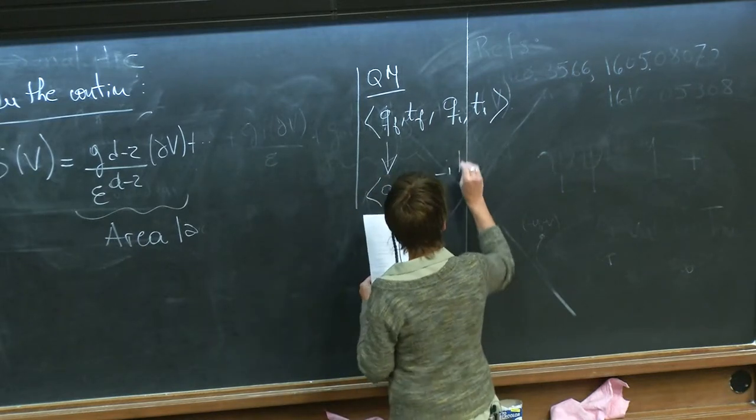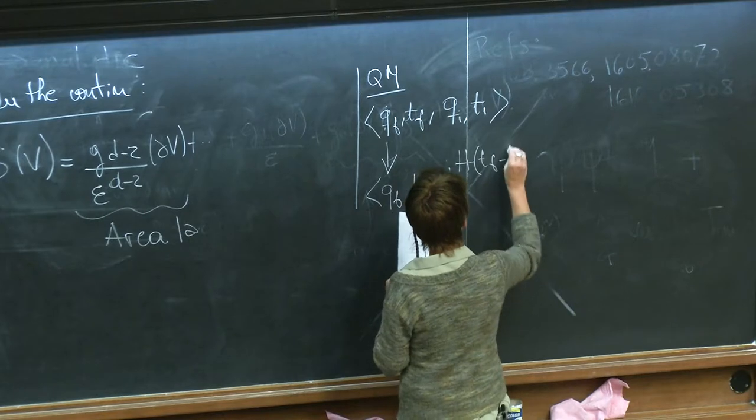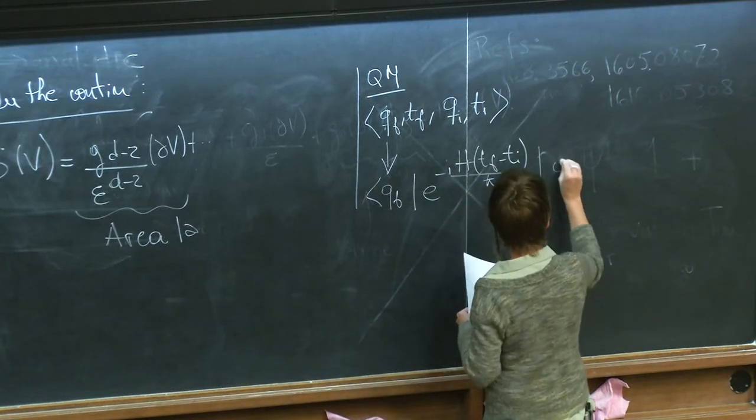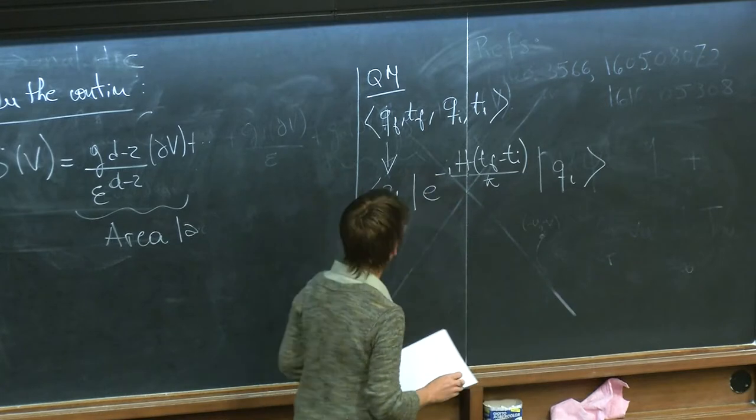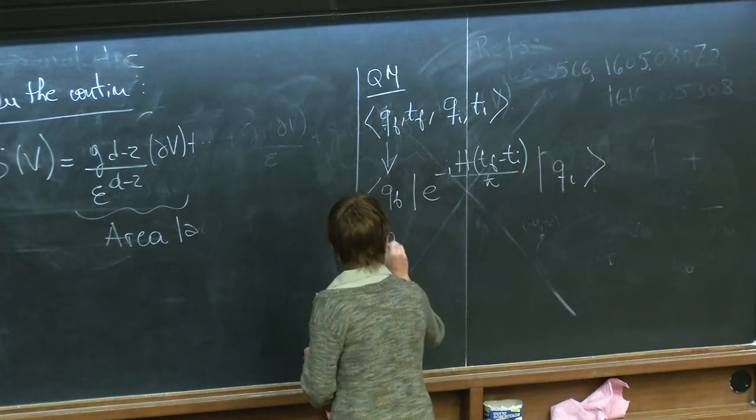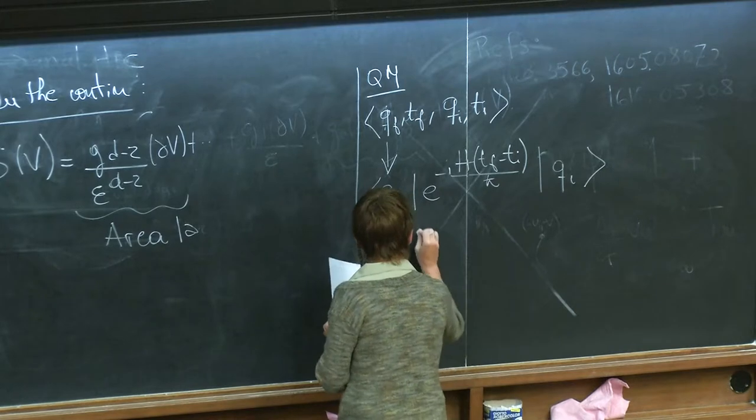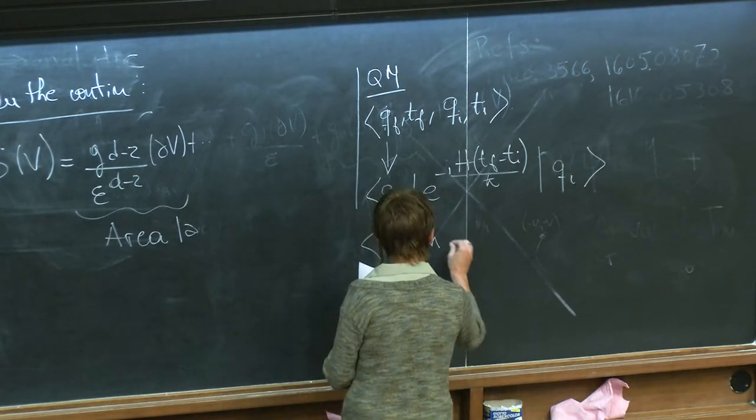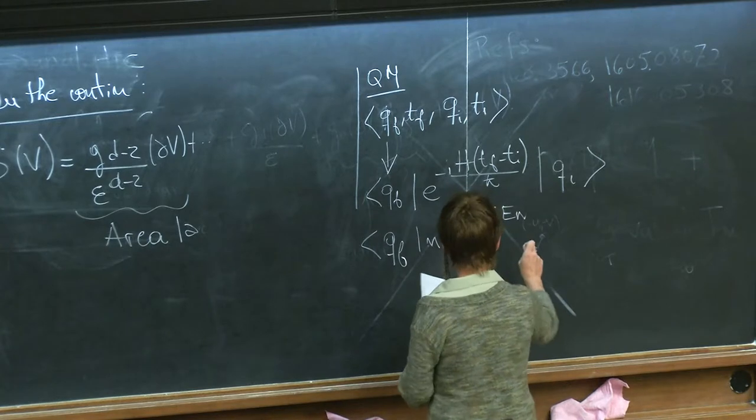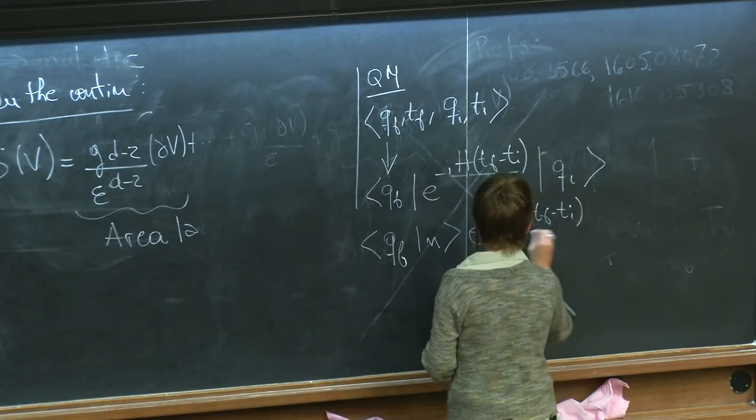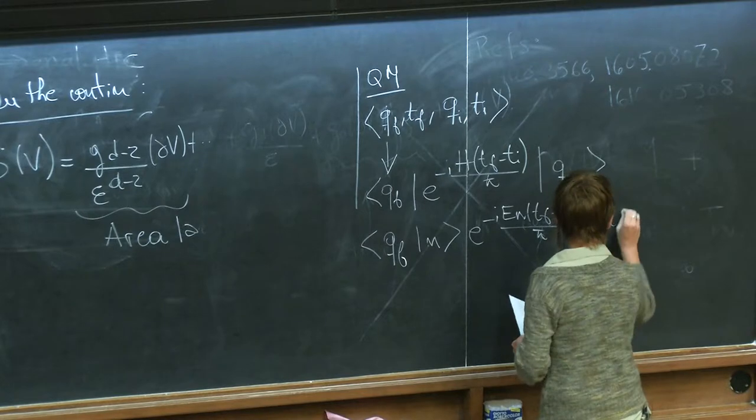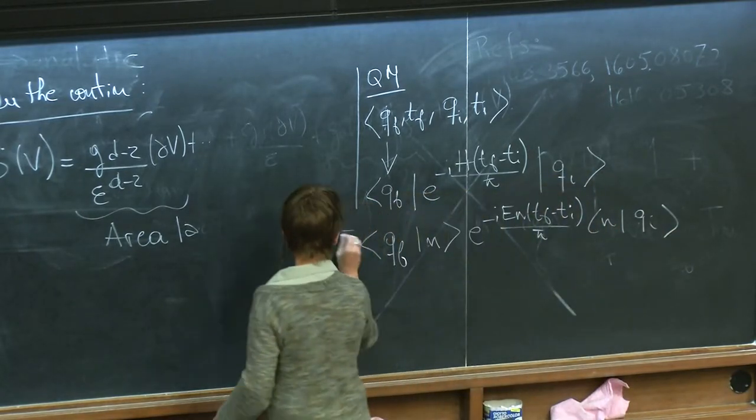This is the evolution operator, and this will be S. Now let's insert the eigenstates of the Hamiltonian. What you get is a sum over n.